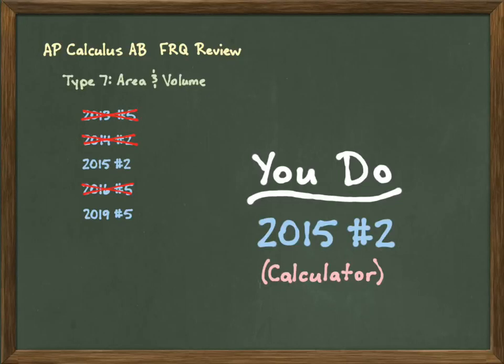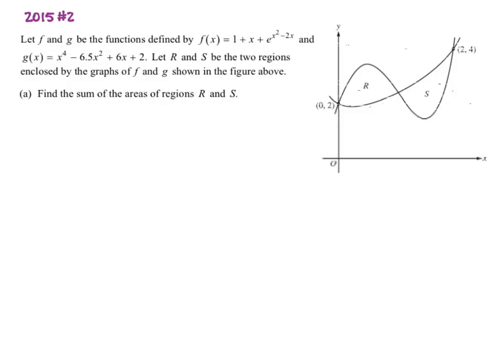Number 2, 2015. This was a you-do problem, so hopefully you've already done it and you're just looking at this to get it graded. It says let f and g be the functions defined by f of x and g of x. Let R and S be the two regions enclosed by the graphs of f and g shown in the figure above. So the first thing I want to note is that we have to figure out which of these functions is f and g.